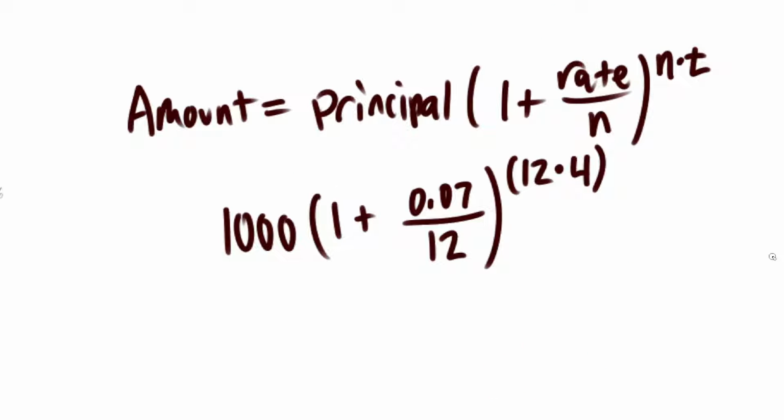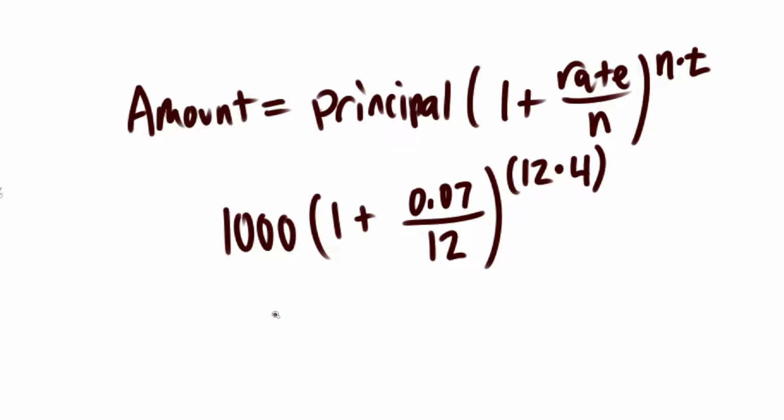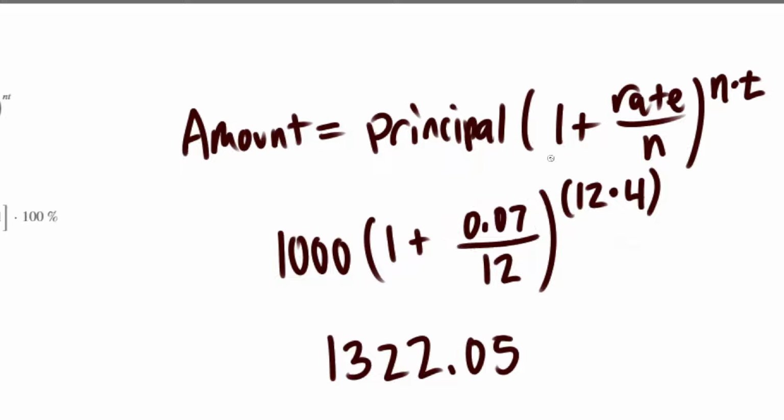So when I plug this into my calculator, I should get $1,322.05. So this would be our amount after those 4 years if we have it compounding monthly at a rate of 7%.